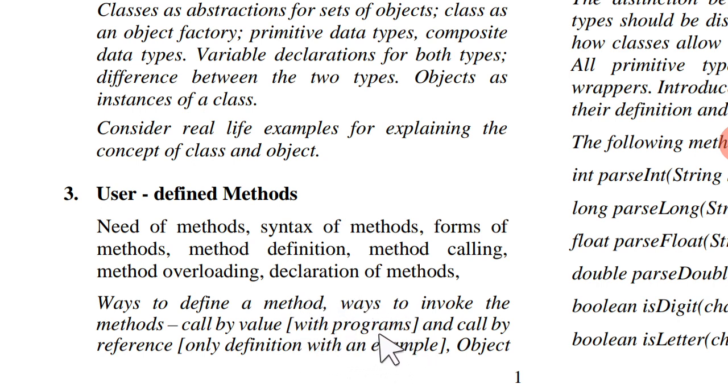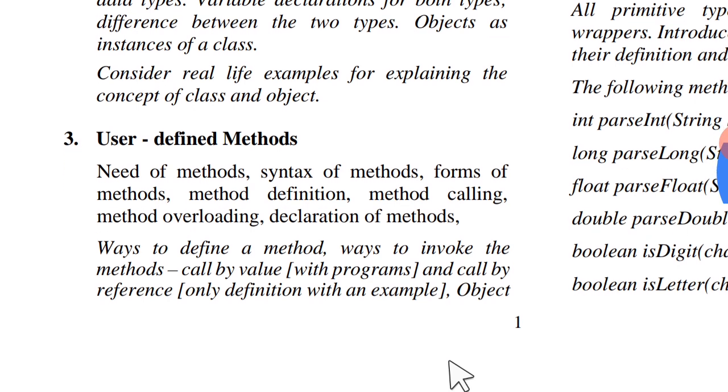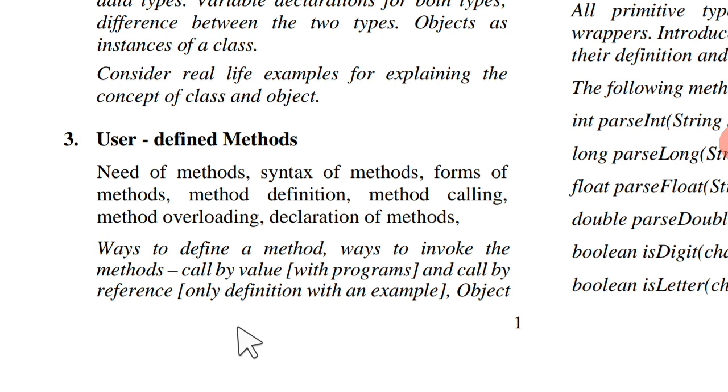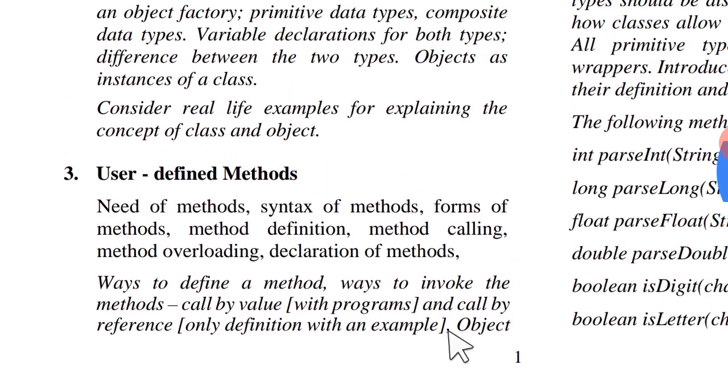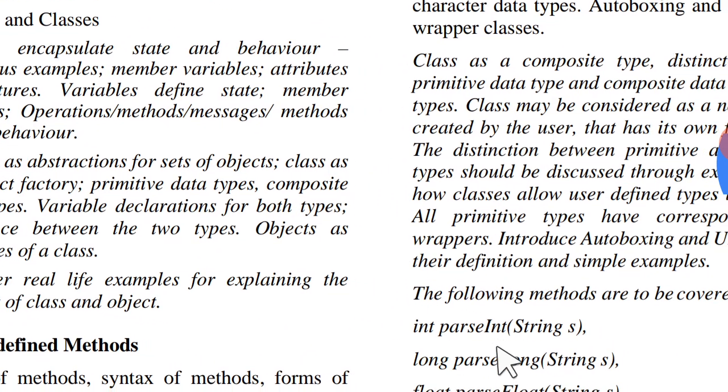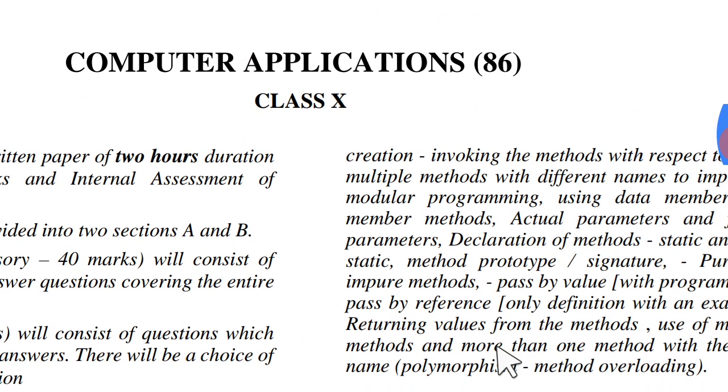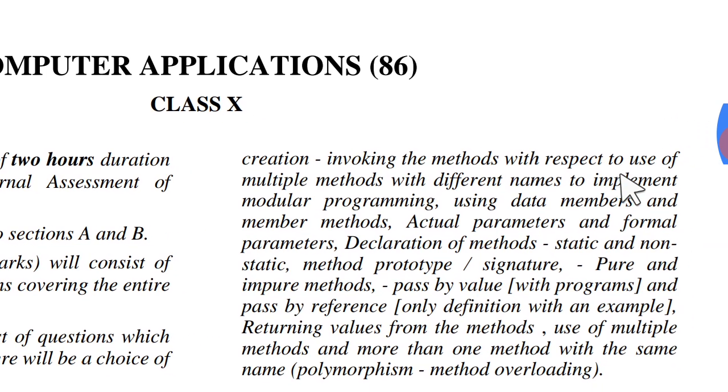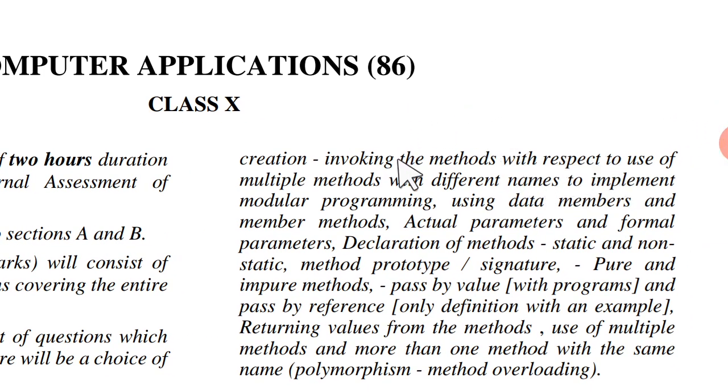So here for call by value you will have a program, and call by reference, only definition with an example. All right, so that you could have a better understanding of the concept. That's why they are saying definition with one example. All right, students. After that, the object, we go to this side here, object creation here, invoking the methods with respect to use multiple methods. Okay, multiple methods with different names to implement the modular programming. Okay, multiple methods with different names means in one program or in one class you will have more than one method with different names to implement the modular programming. Okay, functions are also known as modules.